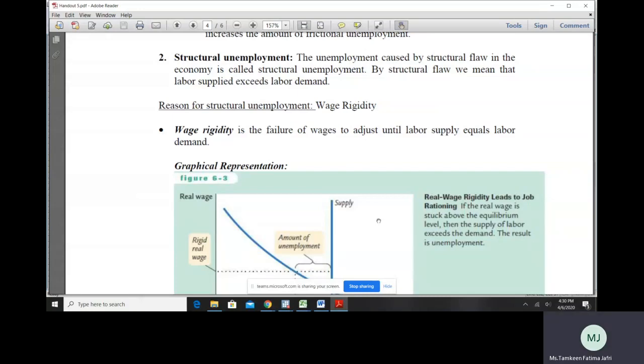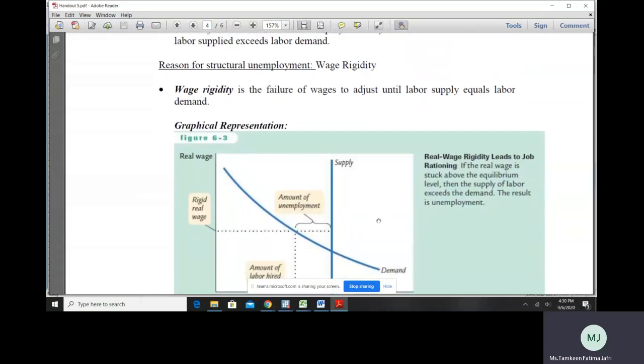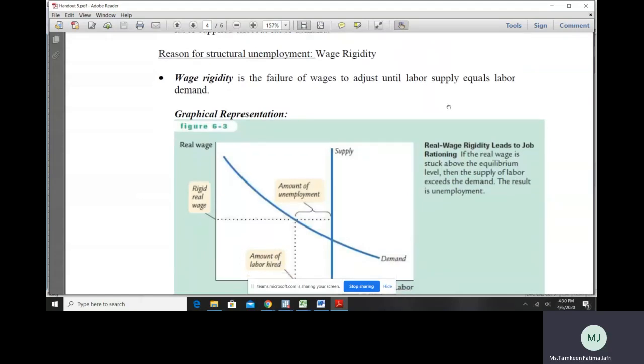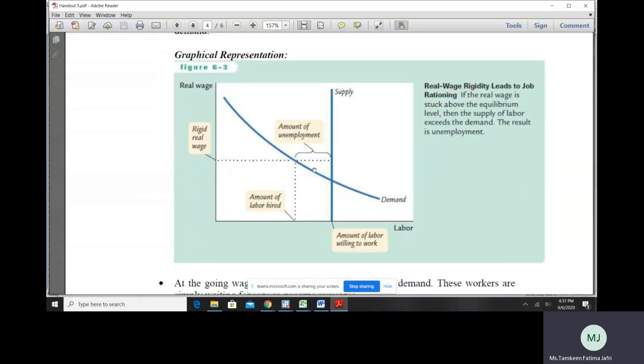Now, some other reason why structural unemployment exists is wage rigidity. Wage rigidity is the failure of wages to adjust to where labor supply equals labor demand. This can be better understood with the help of the diagram that you see here. On the y-axis we have the real wage rate, on the x-axis labor. I assumed that labor supply is constant. In the economy labor is available in a fixed amount, and that is why we are assuming that labor supply is constant.